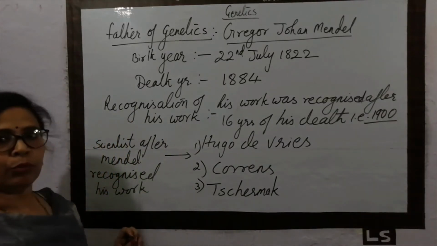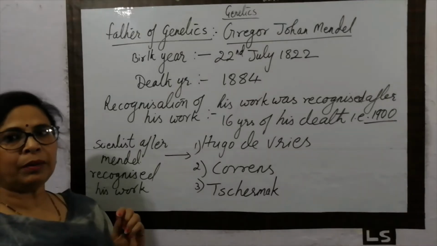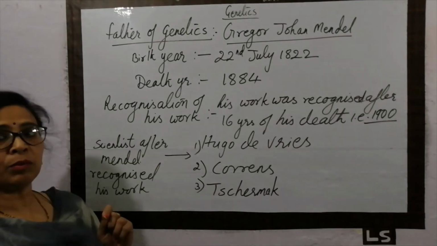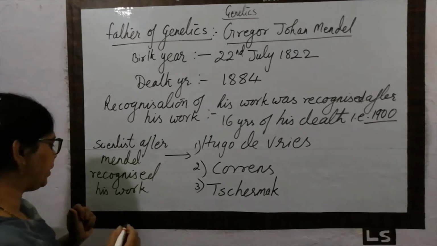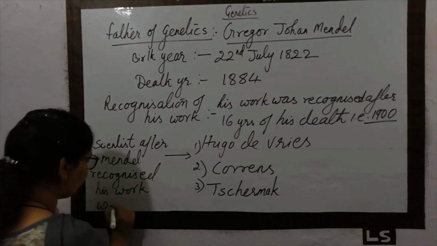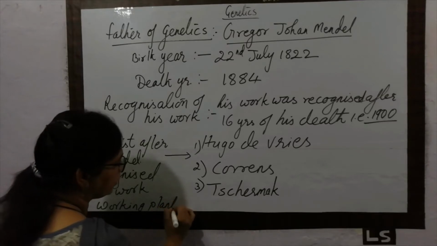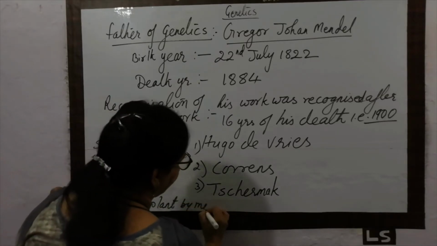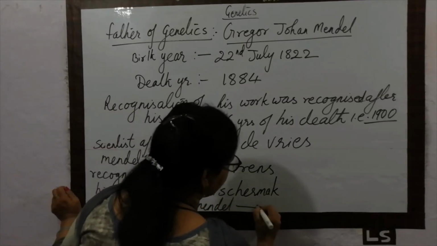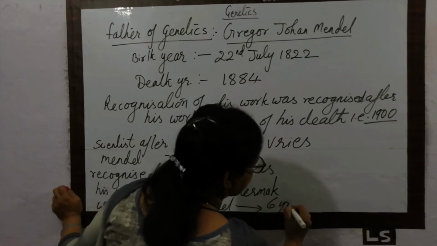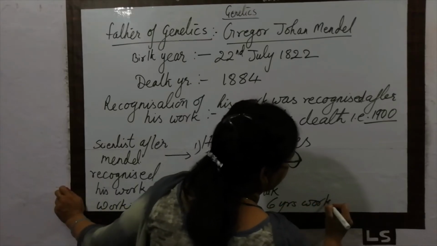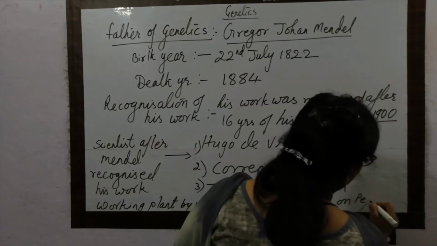Mendel basically worked on the pea plant. He performed 6 years of hard work on the pea plant. Working on the plant, that is by Mendel, this 6 years of work on the pea plant.